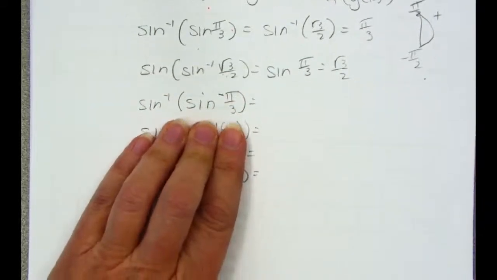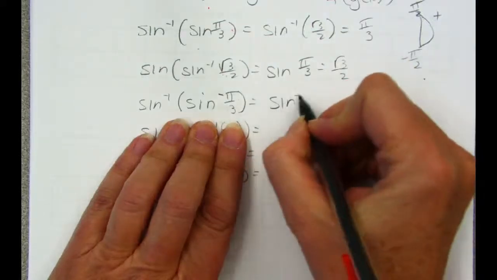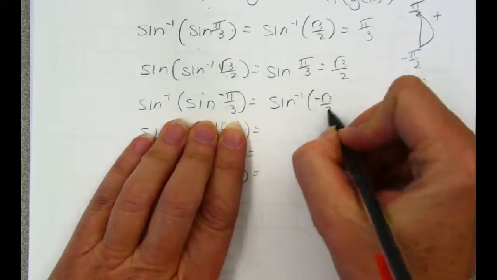Okay, I'm going to do what's in the parenthesis first. Is there an inverse function inside? No, it is not. So sine of negative pi over 3 is what? Negative square root of 3 over 2, right? So I'm going to write this down. Negative square root of 3 over 2.